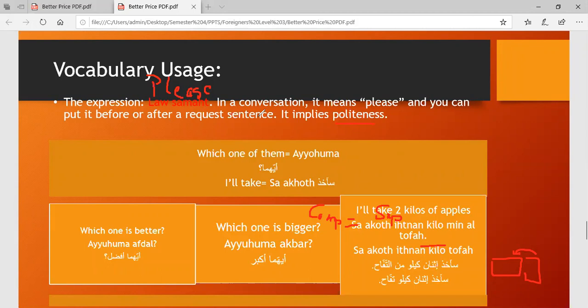What's missing here in this sentence? She said it yes, but there's something we should add here to show more respect to this person. لو سمحت, right? Either you put لو سمحت at the beginning or at the end. So لو سمحت أريد 2 كيلو تفاح. Okay? However, look here guys.